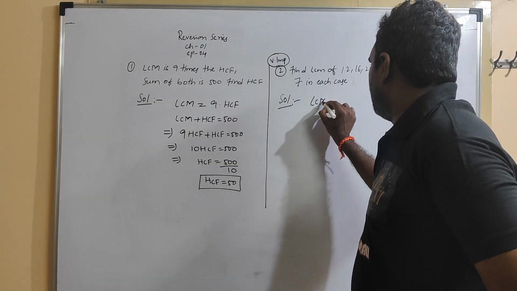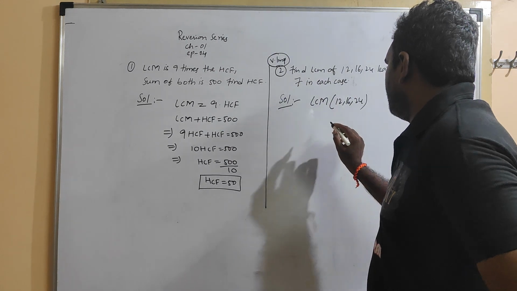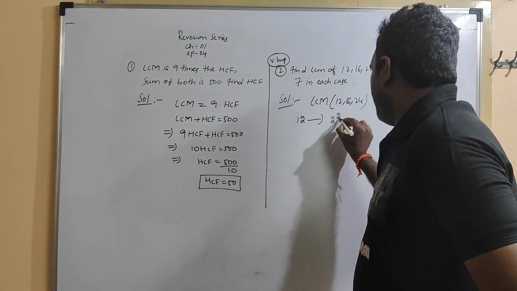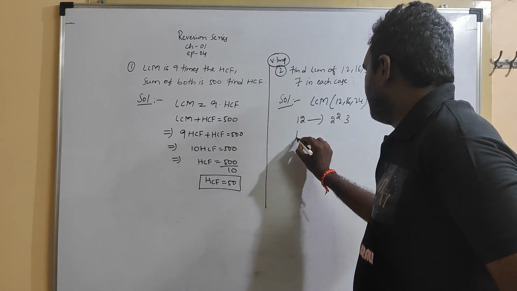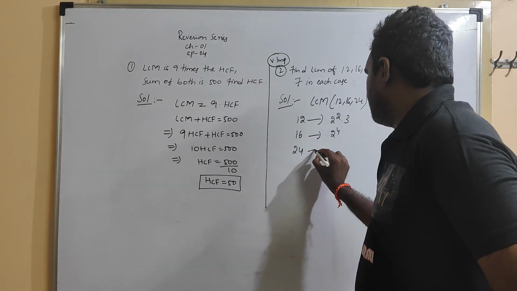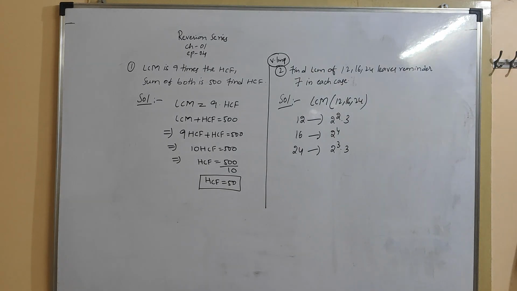first you have to find LCM for 12, 16, 24. What is LCM for 12, 16, 24? Prime factors for 12 is 2 square into 3. Prime factors for 16 is 2 power 4. Prime factors for 24 is 2 cube into 3. Correct or not? 12 can be written as 4 into 3. 16 can be written as 4 into 4. 24 can be written as 8 into 3. Like that I wrote. Now LCM.